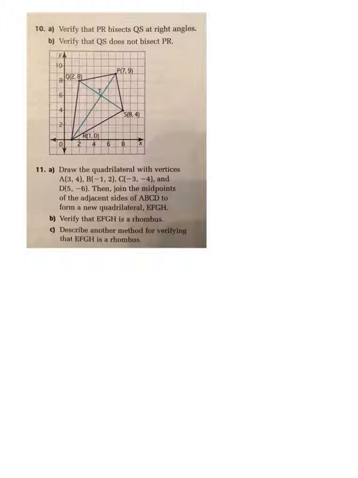B says, do all rectangles have the same property? Well, that's an interesting question. You can answer that yourself. What can you conclude about the lengths of the sides of JKLM? Okay, good question. Question 10, verify that PR bisects QS at right angles.